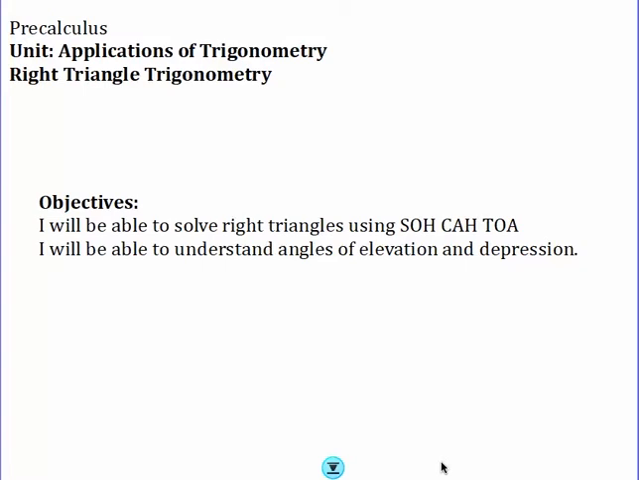Today we are starting a new unit on applications of trigonometry. Today we're going to focus on right triangle trigonometry. By the end of this video, you should be able to solve right triangles using SOHCAHTOA, and you should be able to understand angles of elevation and depression.